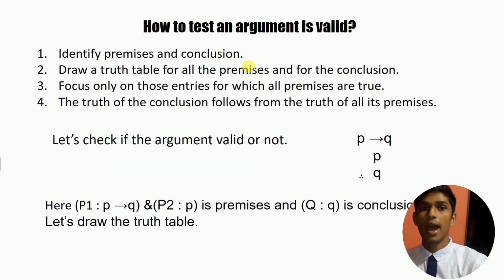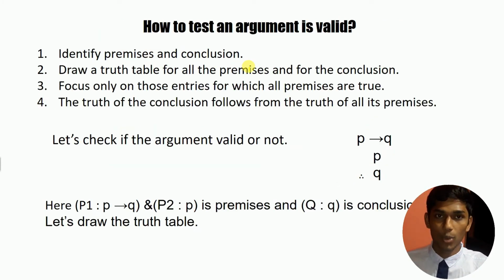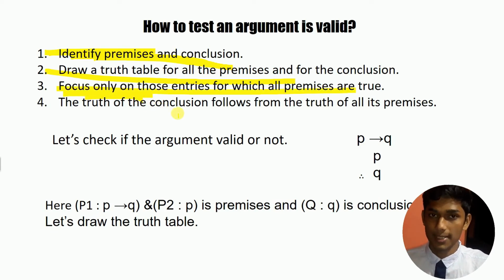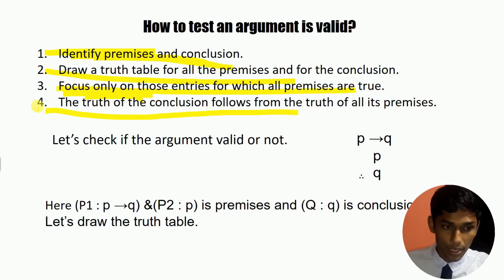So how to test whether an argument is valid? There are a few steps to consider. First of all, identify the premises and the conclusion. Second, draw a truth table for all the premises and the conclusion. Third, focus on those entries for which the premises are true. And fourth, check that the conclusion is true in all those entries, that is, it follows from the truth of all its premises.